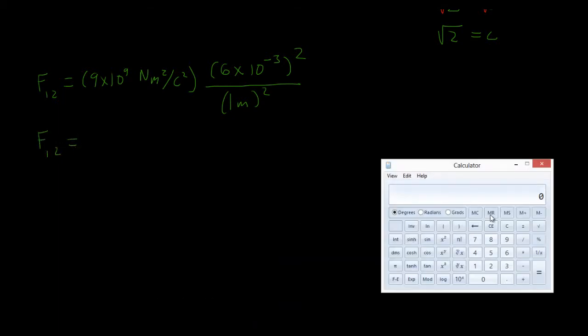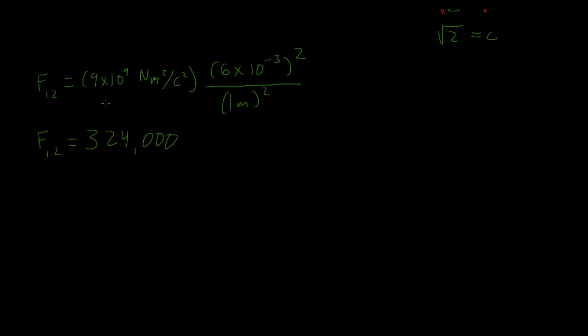So we'll just plug this in and see what we get. We have 6 with an exponent of negative 3. I'll square that because that's Q1 and Q2 times each other. 1 meter squared is still just 1, so if I divide by 1, that doesn't change the number at all. But then I need to multiply by 9 with an exponent of 9. Okay, and we get 324,000.